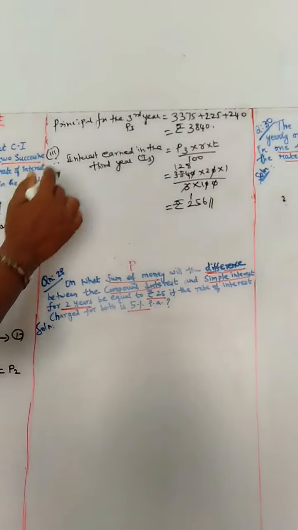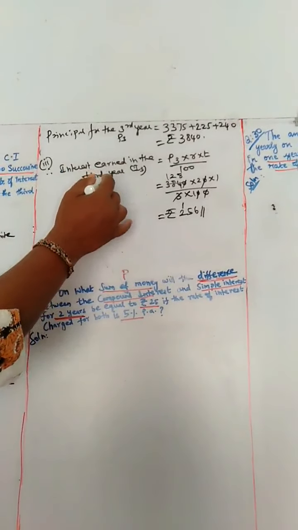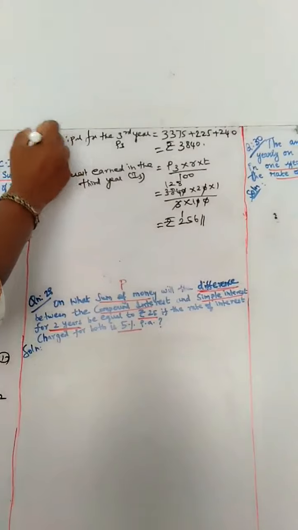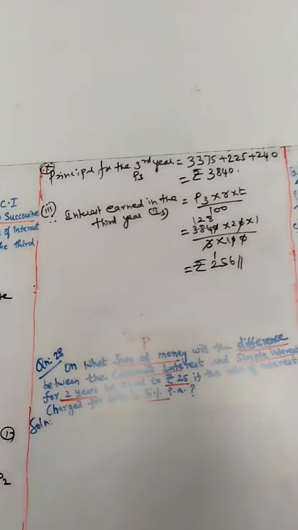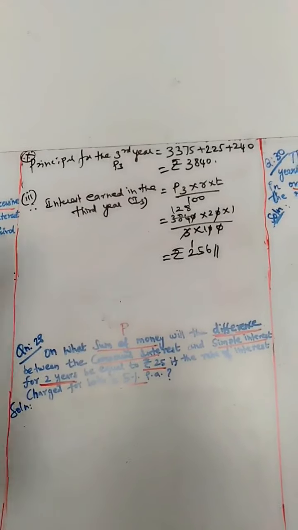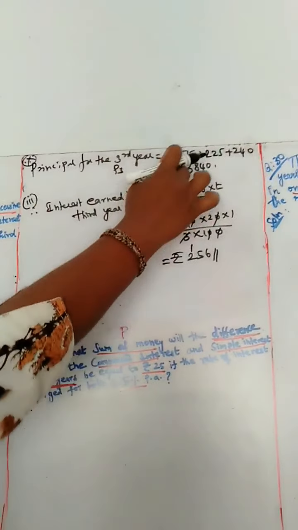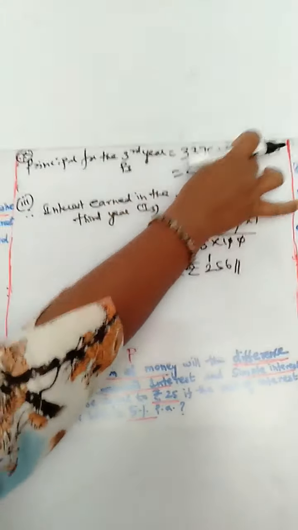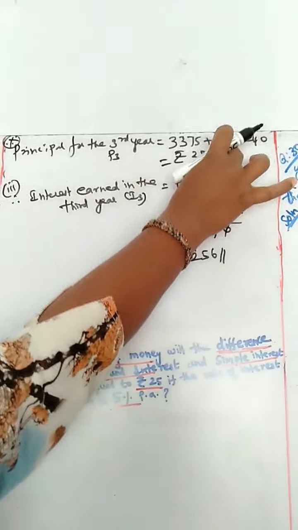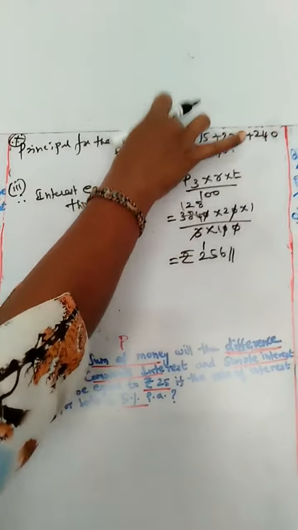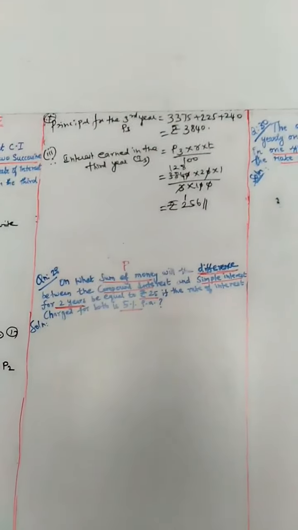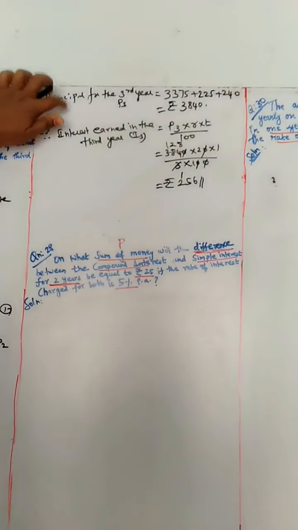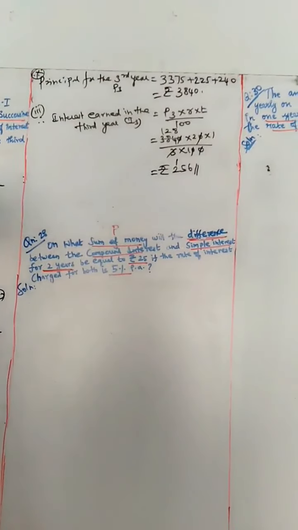Next, we want to find the interest for the third year. Before finding the interest for the third year, we want to find the principal for the third year. This is a very important thing, so you should know it. The principal for the third year is the principal of the first year plus the interest of the first year plus the interest of the second year. If you add all this together, this will be the principal for the third year. This is a very important note, keep it in mind. This way we find the principal for the third year.